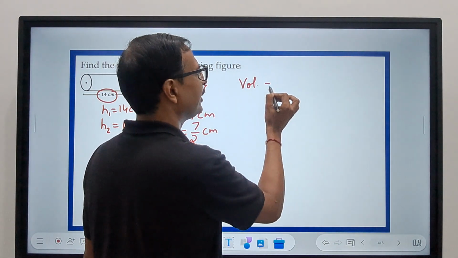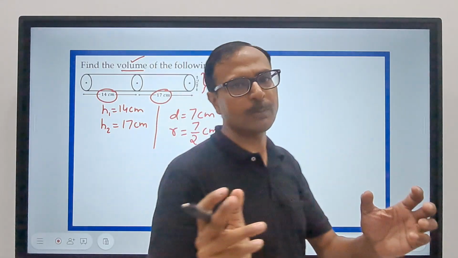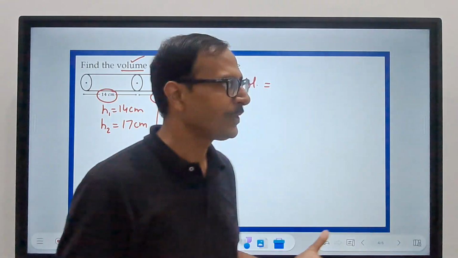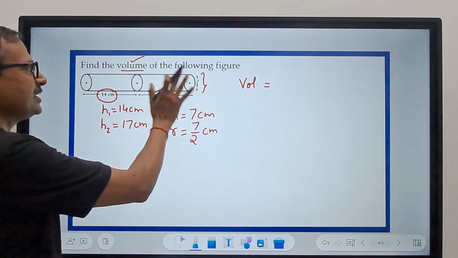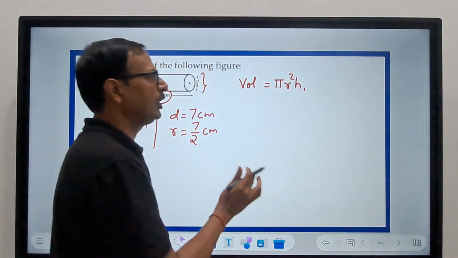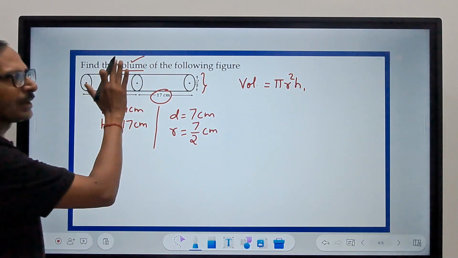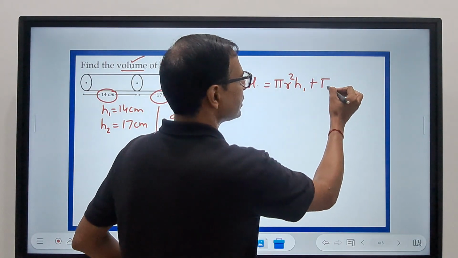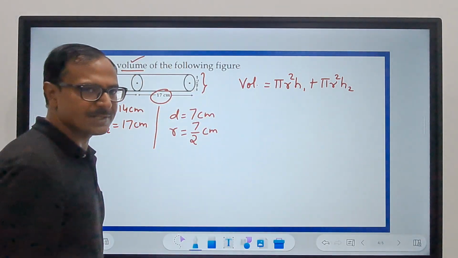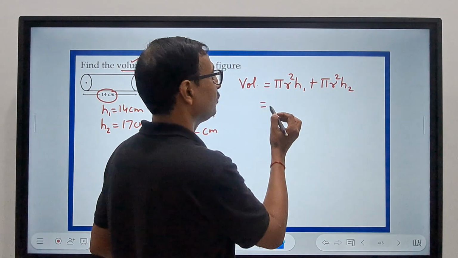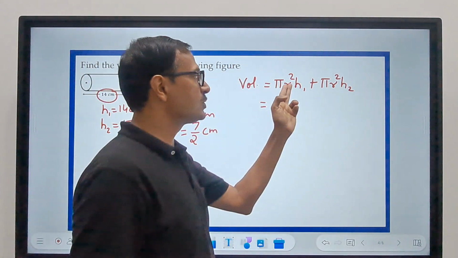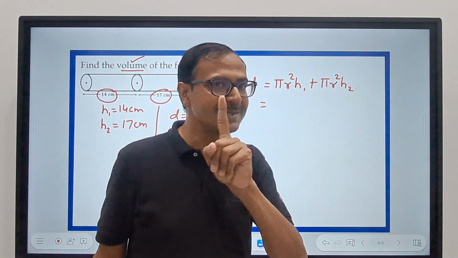Whenever there is a compound figure, that means a combination of two or more figures, then you just add the volumes of the individual shapes. So how do you find the volume of this figure? It is pi r square h1, which is the volume of the cylinder on the left, plus pi r square h2, which is the volume of the cylinder on the right. And now why did I use h1 and h2? Because the heights are different. And why did I use r in both of them? Because the radius is same.